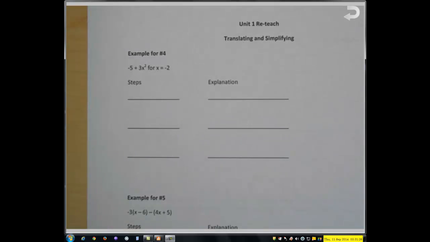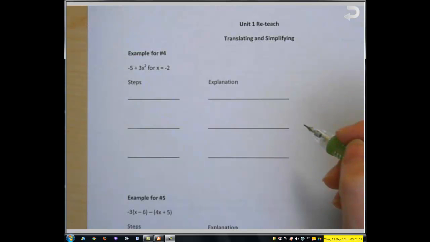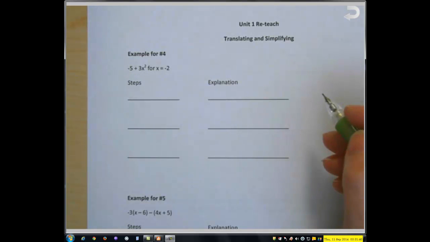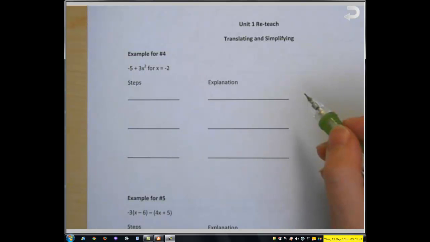Here's the promised video to help you with your test corrections. The example for number 4. In this problem, you were supposed to evaluate the expression. So here we're going to evaluate for x equals -2. Let's first talk about the steps in evaluating.